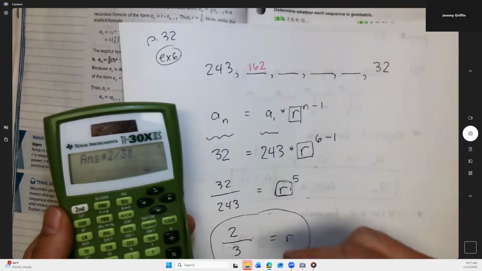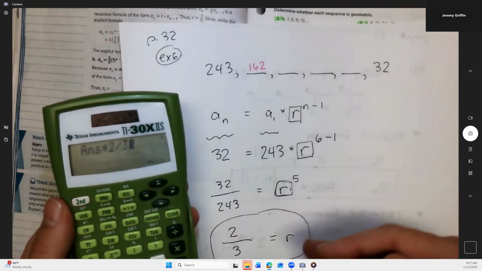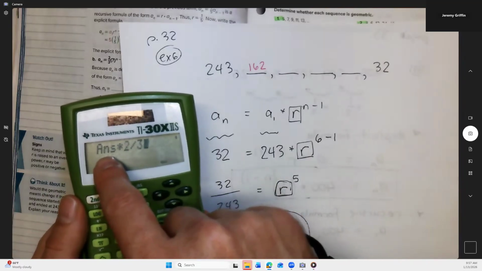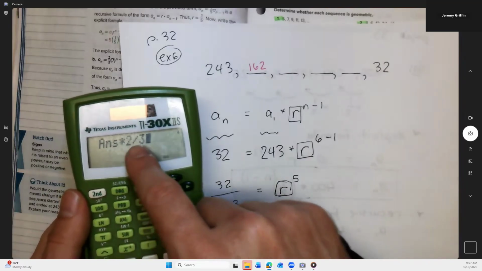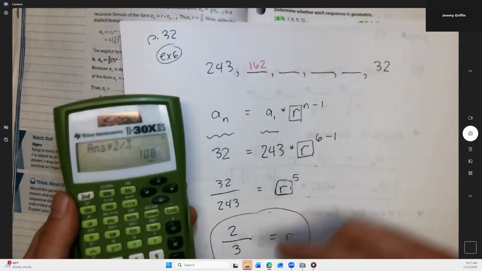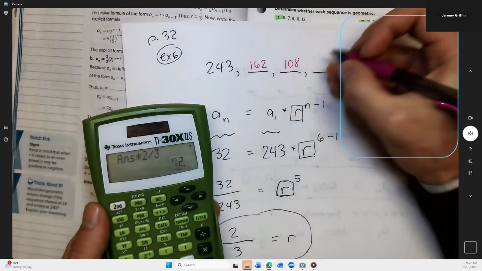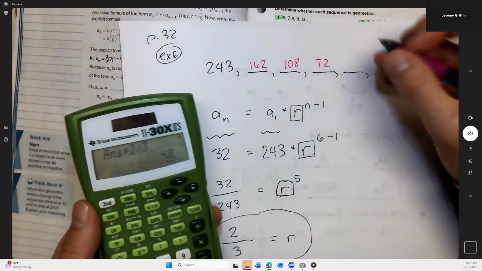2/3. Right. But I'm kind of going through a recursive process now. I'm just going to take whatever the previous value was. I was calling this a sub n minus 1 on my paper. I'm just multiplying over and over by this common ratio, which is 2/3. That brings me to 108. And then I can just keep hitting enter. Enter, get 72. Enter, get 48.